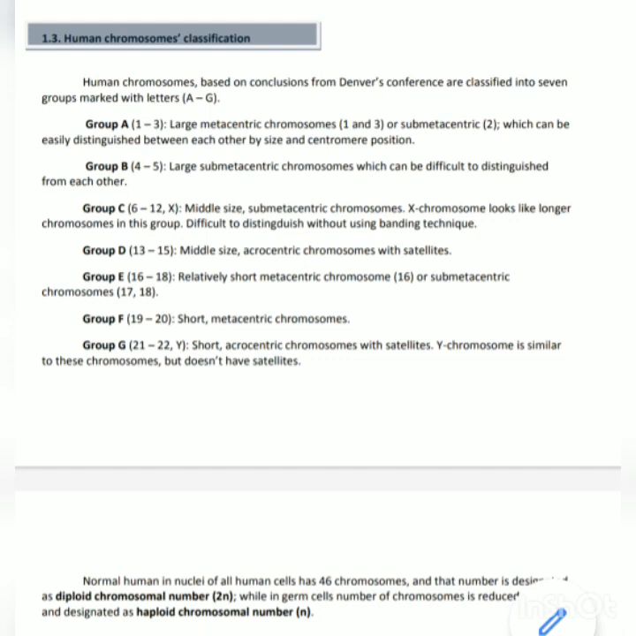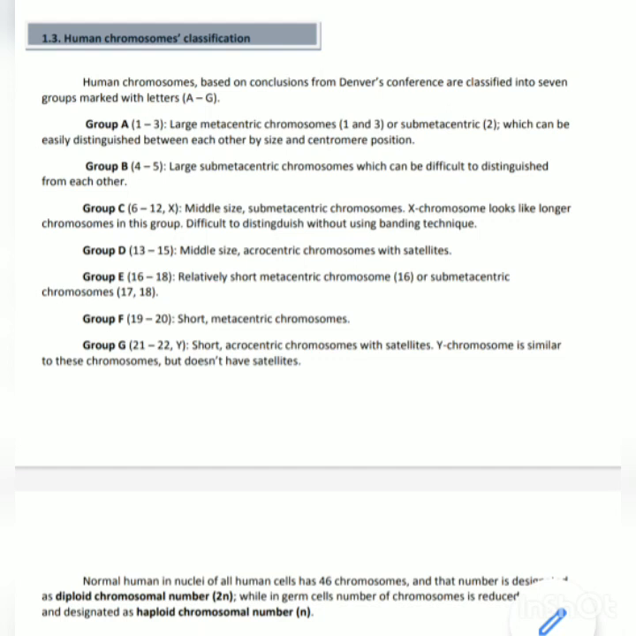Next is again very important, our human chromosomes. Based on the conclusion of the Denver conference, they are classified into 7 groups, A to G. First to third come under group A. They are metacentric or submetacentric. Then group B contains 2 chromosomes, submetacentric. Then C, actually this is a very important MCQ question: the X chromosome belongs to which group? By default we say it must belong to group G, but no, it belongs to group C. Then group D contains 13 to 15, acrocentric with satellites. They are also known as satellite chromosomes.